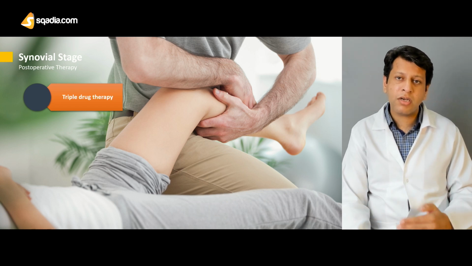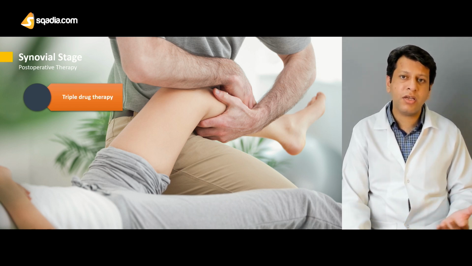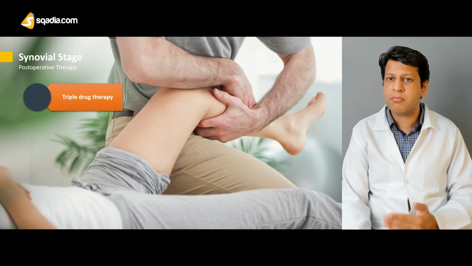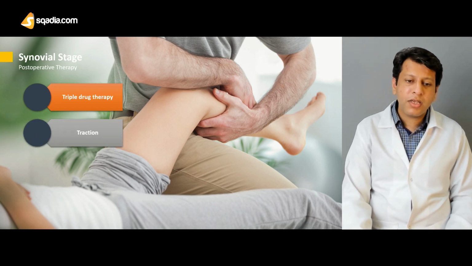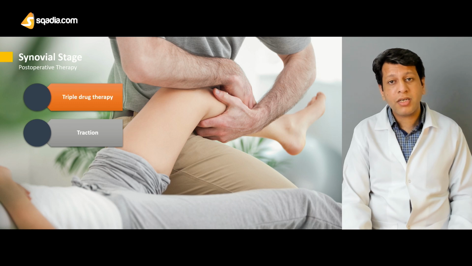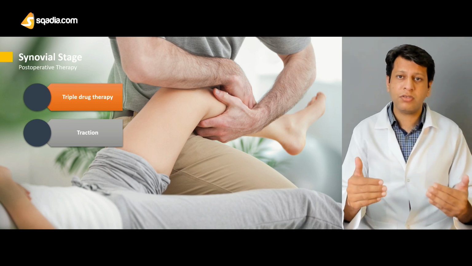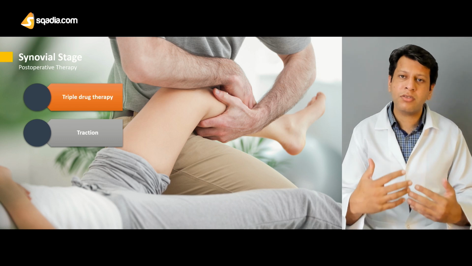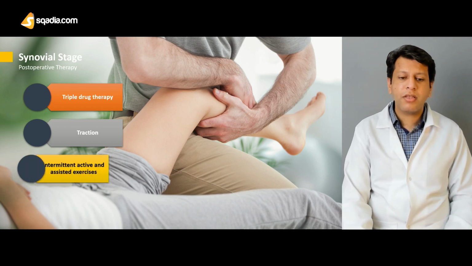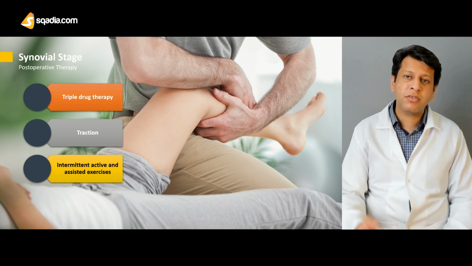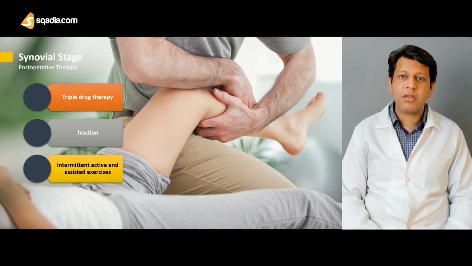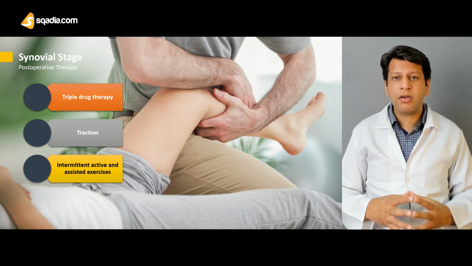Ethambutol and pyrazinamide are sometimes given only initially and then discontinued after some time, and in other countries they are actually continued for a little longer time. Then you have to give traction as well at times, because the more the joints are apart, it actually soothes and decreases the edema and pain. And then you may have to go for intermediate active and assisted exercises as well, because rehab is important post surgery, so that as the tuberculosis of the patient starts to get cured, the patient is able to start walking along with it as well.